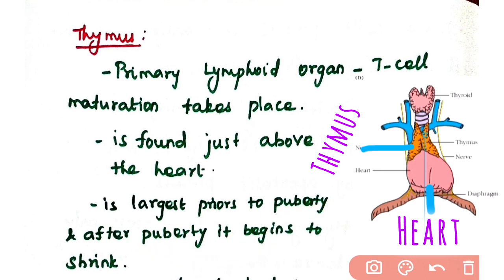In childhood, before puberty, your thymus is larger in size and there is more formation of T cells in the thymus. After puberty it begins to shrink. The number of T cells produced also decreases as we age. So in childhood a very good number of T cells are produced in the thymus.